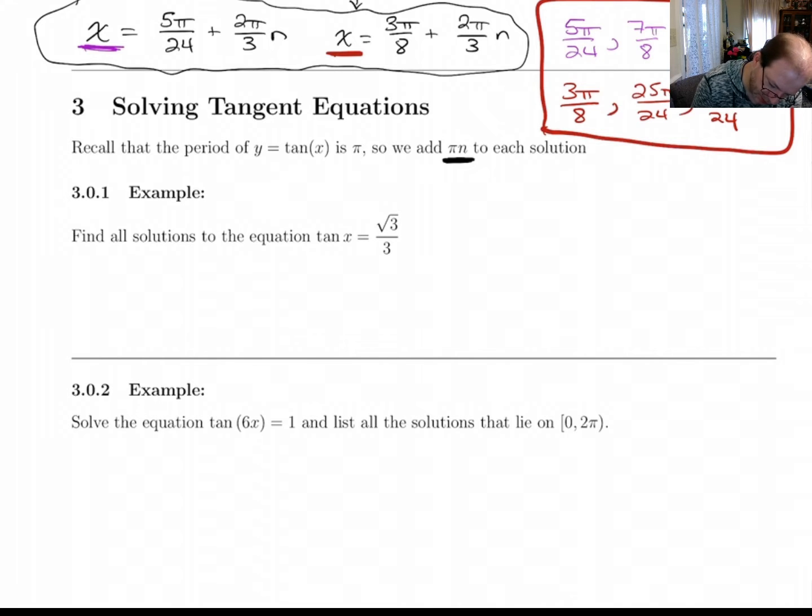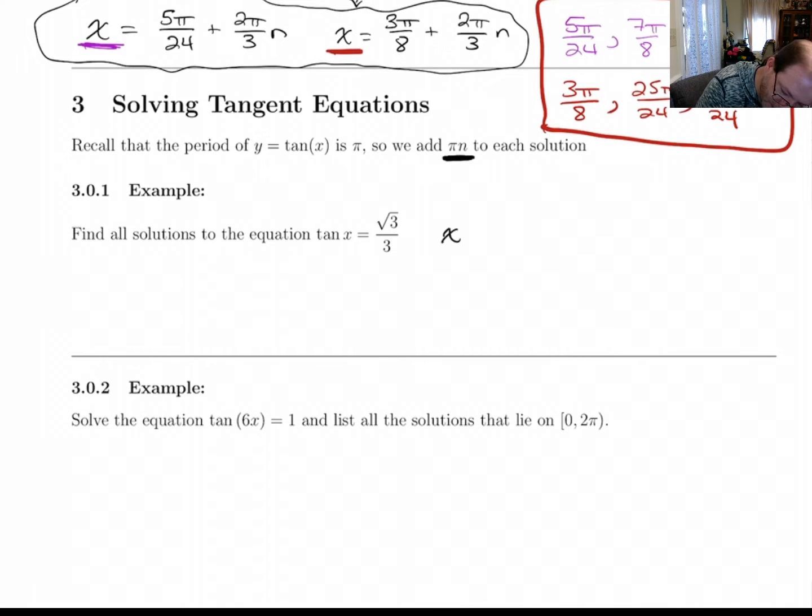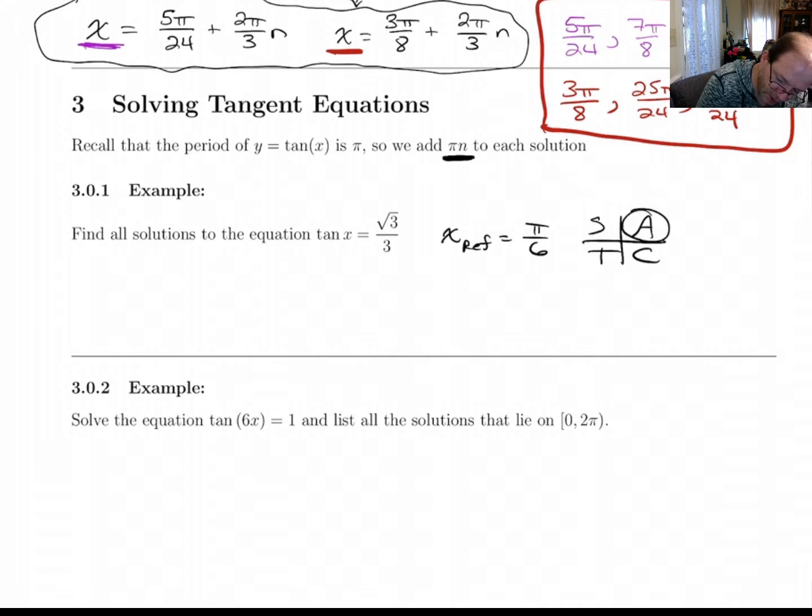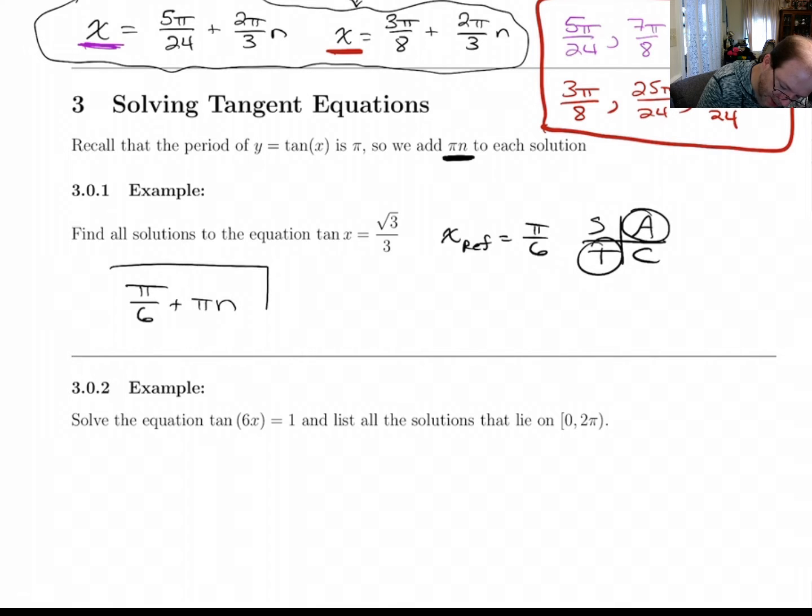So let's do this first example. Find all solutions to the equation tan x equals root 3 over 3. I think we've already done that. Root 3 over 3, my reference angle is going to be pi over 6. And we have to look where is tangent positive, quadrants 1 and 3. So all my solutions would be pi over 6 plus pi n. That takes care of all of them.